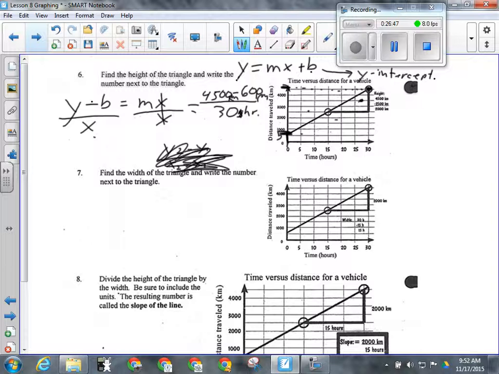Did I just figure out the displacement on the top and the time on the bottom? Yep, because I started at 600 and I went to 4,500, okay? And it took 30 hours to do it. I just went displacement divided by time. That's the relationship between distance and time. If I divide distance and time, I get speed. If I divide displacement and time, I get velocity, okay?